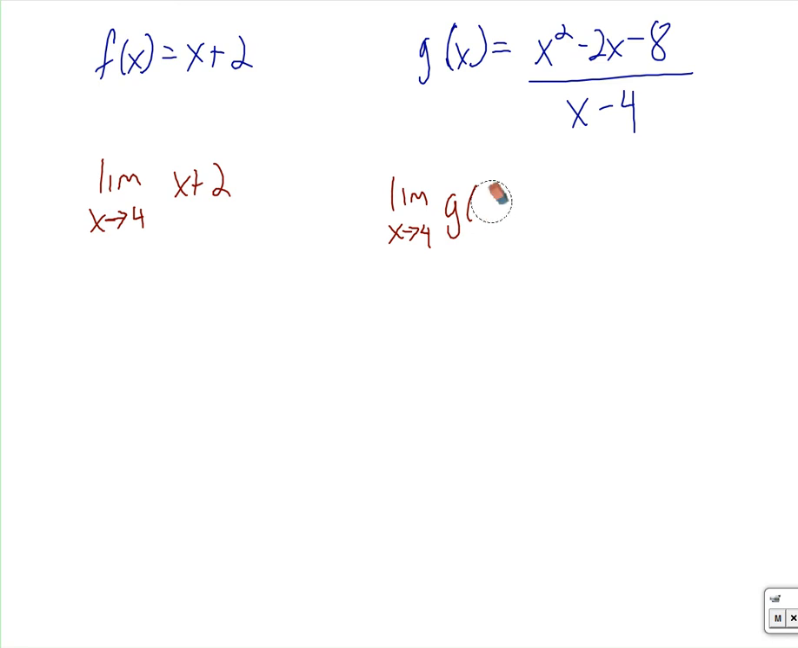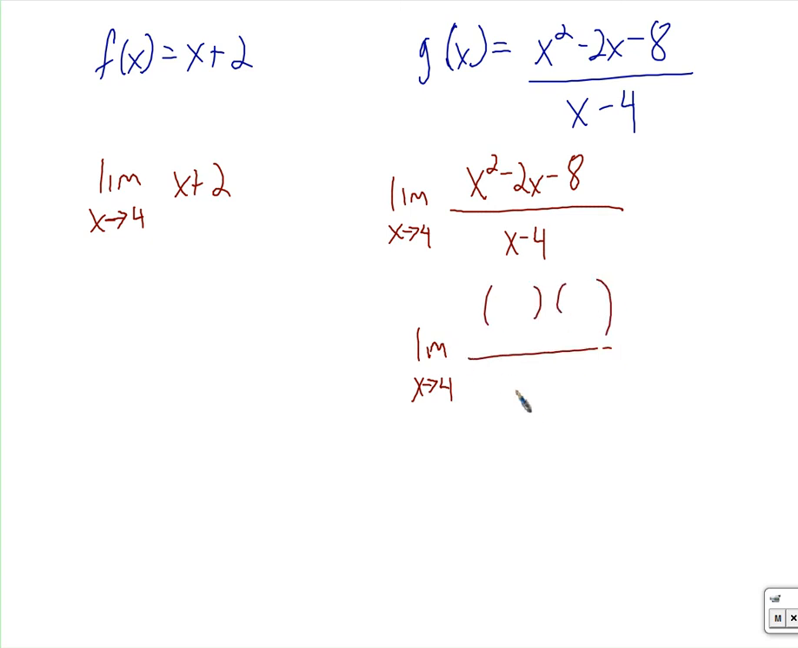Factor the quadratic. Hey, you didn't even get to rewrite this before somebody suggested factoring the quadratic. The limit as x approaches 4 of, okay, let's factor that quadratic. How does it factor? x plus 2, x minus 4. x minus 4 cancels with x minus 4.